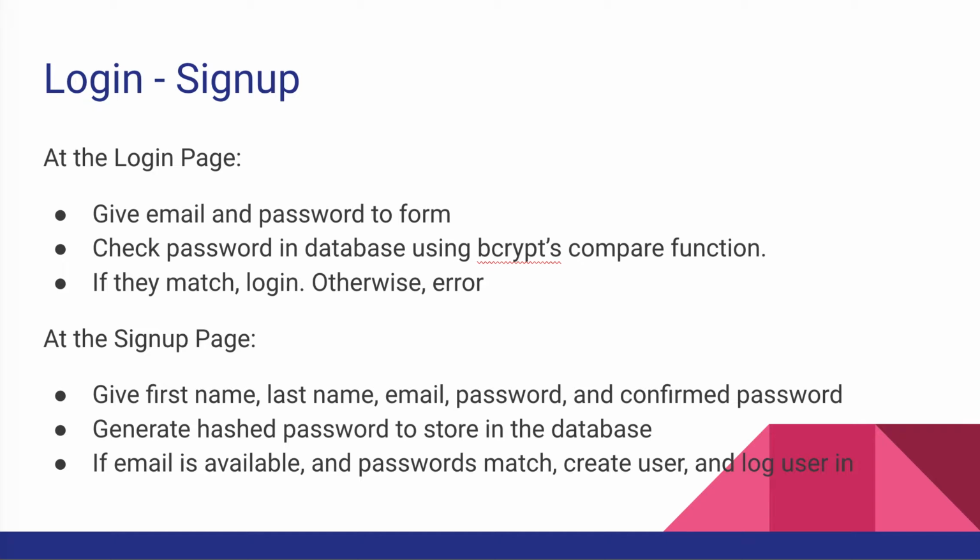In order to create an account, you have to go to the sign up page, which will ask you for a first name, a last name, an email, a password, and it'll ask you to confirm your password. All of that information will be sent to the back end, where it'll be stored in a user object. For the password, bcrypt will be used to create a hash of the password using 10 salt rounds, which will eventually be able to be compared on the login page.